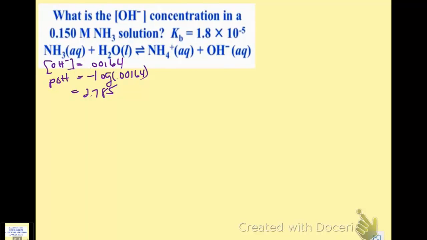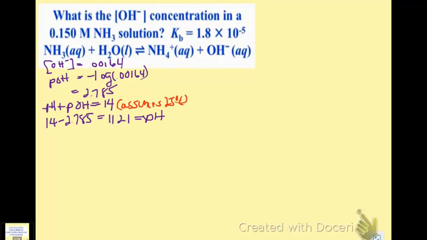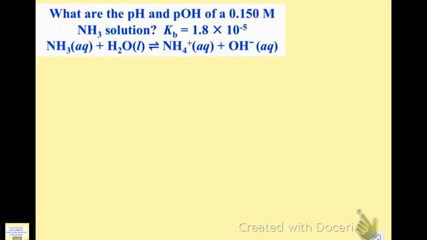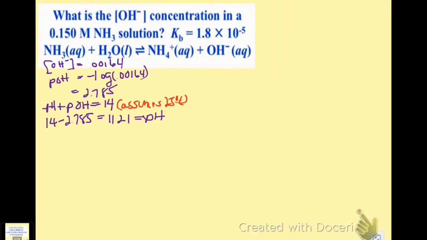Okay, so now the same problem is asking us to calculate the pH. If my hydroxide is 0.00164, then I know my pOH is the negative log of that, and that comes out to be 2.785. I'm going to make the assumption that pH plus pOH is equal to 14, assuming we're at 25 degrees C. So I can subtract my pOH from 14, and I get a pH of 11.21. That makes sense because it's a base. It's a weak base, so it's not going to be as high as 13 or 14.